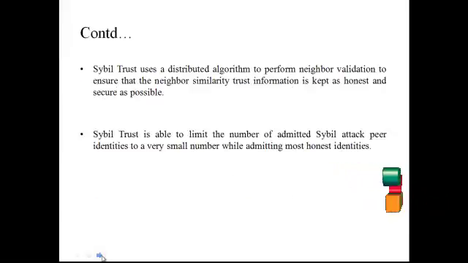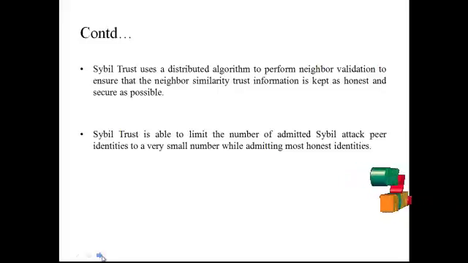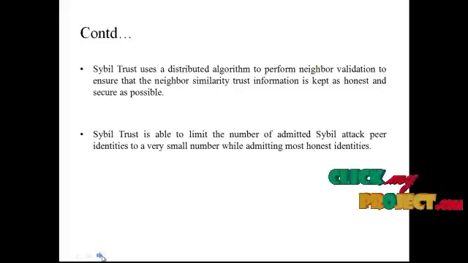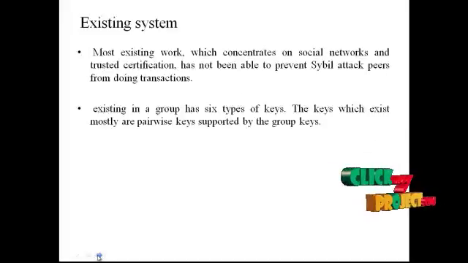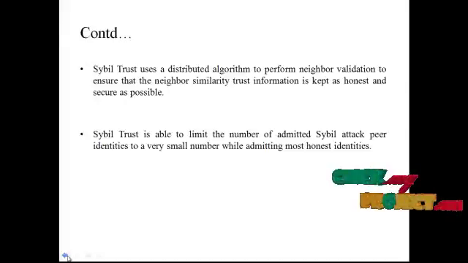Sybil Trust uses a distributed algorithm to perform neighbor validation to ensure that the neighbor similarity trust information is kept as honest and secure as possible. Sybil Trust is able to limit the number of admitted Sybil attack peer identities to a very small number while admitting most honest identities. This is the abstract of our process.